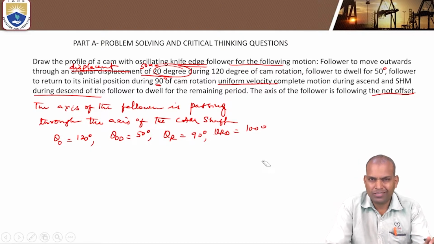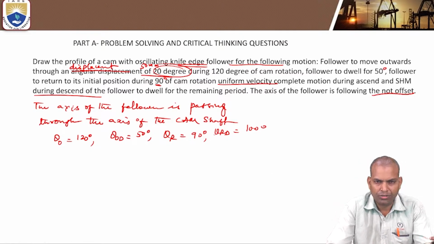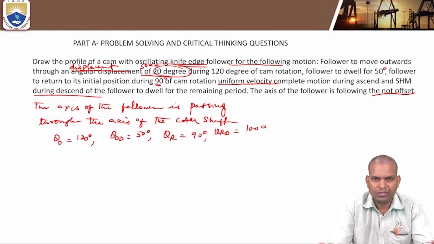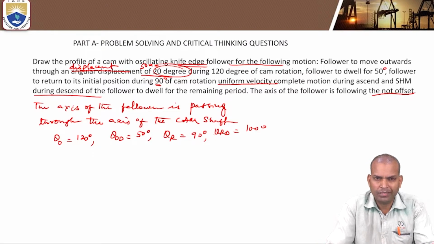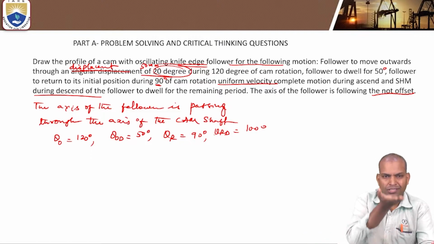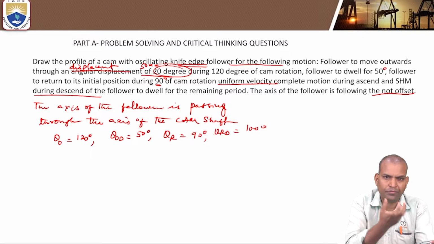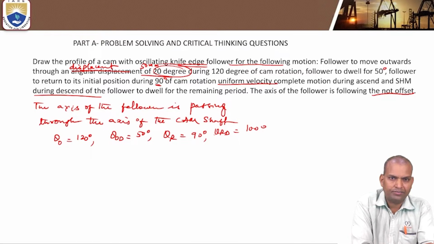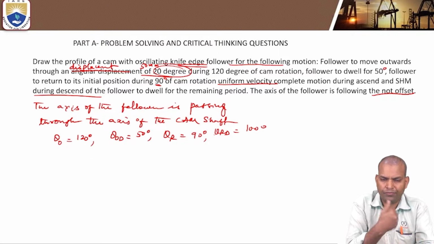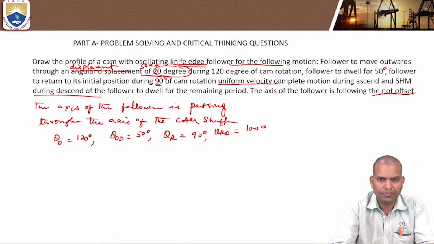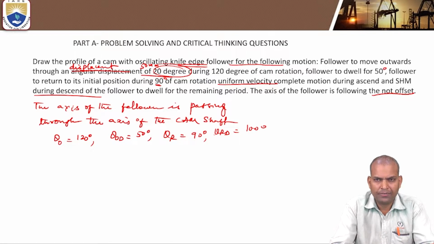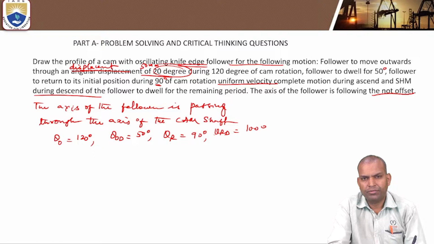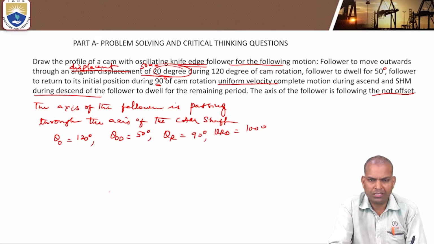What does ascent mean? Rising. Descending means returning, falling down. These are synonymous terminologies, like outstroke. During outstroke the follower rises. That is called angle of rising or angle of ascent. Descending means angle of falling or angle of return stroke. Dwelling is the same word. So with this data we have to draw the displacement diagram. During ascending, the follower motion is uniform velocity. During descending, it is SHM, simple harmonic motion.